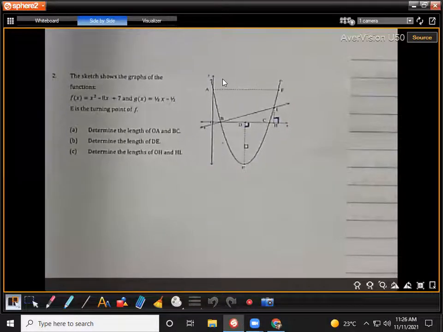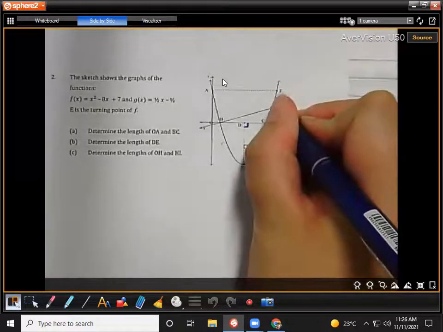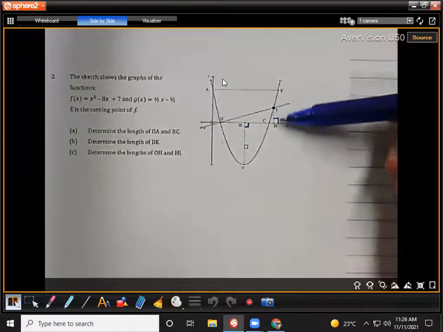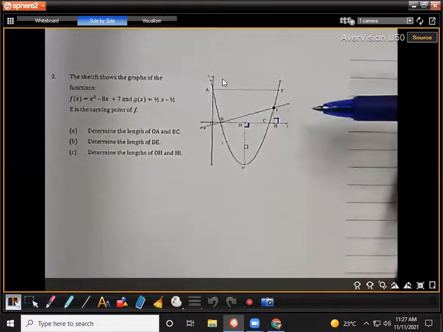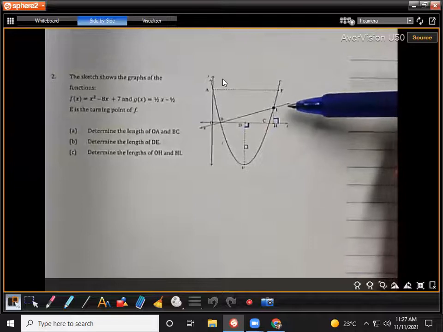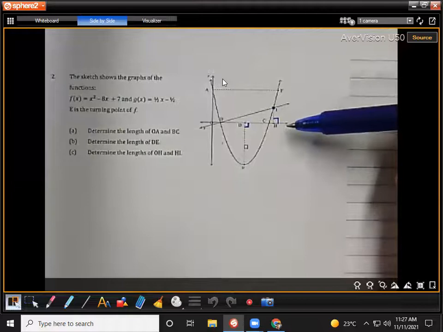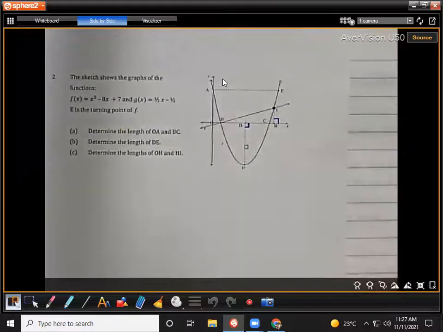I is the point of intersection of the two graphs. Right? Does that make sense? So I is the point of intersection. Now, guys, what is going to be the same of H and I? They are going to have the same X value. Good. So if I can find I, then whatever that X value is will be the X value of H as well. All right. Now, how do I find the point of intersection of two graphs?